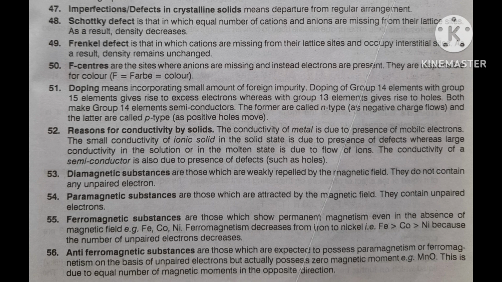Okay. The small conductivity of ionic solid. Ionic solid means negative and positive charge will be there. In metal, the conductivity is due to free, mobile electrons. But in ionic solid, the small conductivity in the solid state is due to the presence of defects, whereas there is large conductivity in solution. In solution also conductivity will be there.